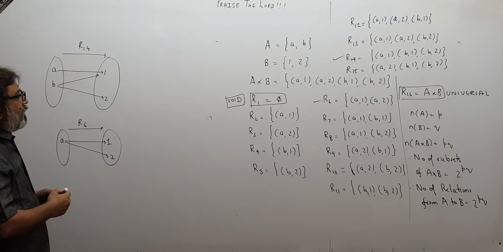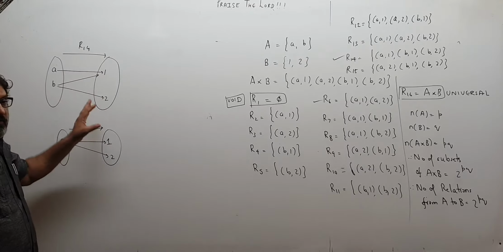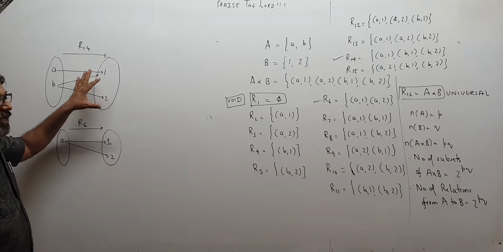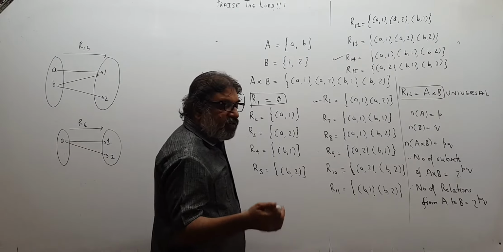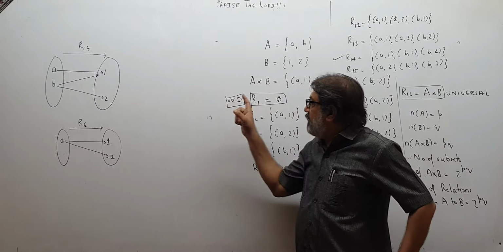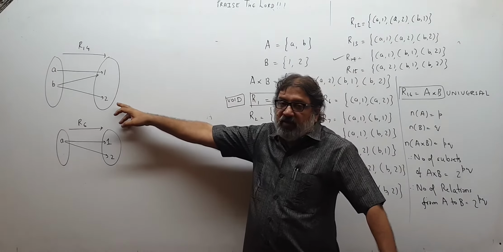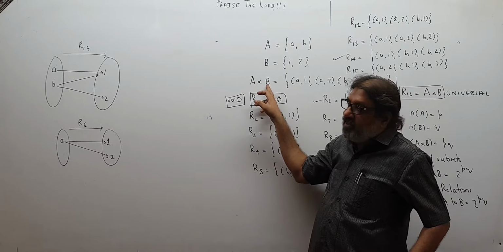So children, please remember, when we draw an arrow diagram like this, it is called the arrow diagram representation of a relation. On the left side in the figure, we write the elements of the first set. In the second oval shape, we write the elements of the second set.